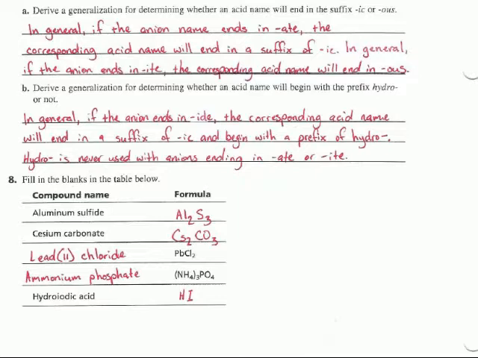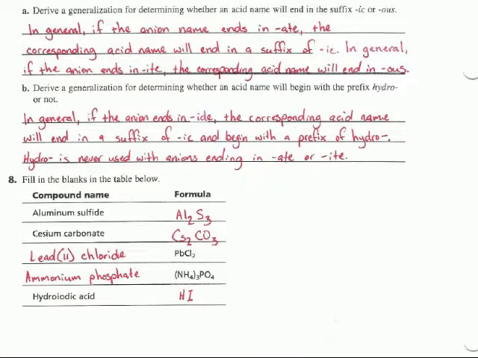I am using cesium here for the cation, but I see that cesium is in main group 1. So cesium is only providing a +1 charge. I need total, overall, 2 plus charges. So how can I get that with cesium being a +1? I'll just have 2 cesium atoms. So Cs2CO3.